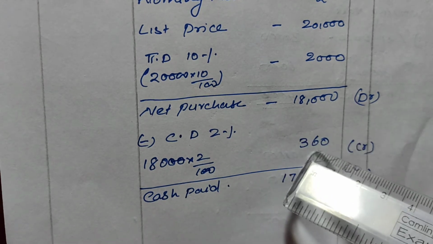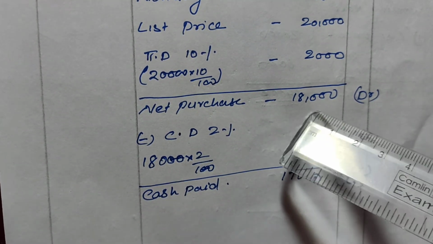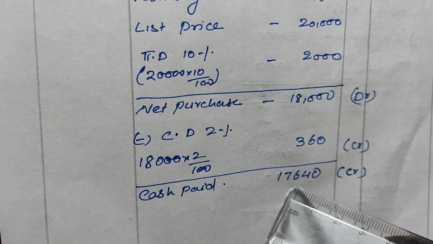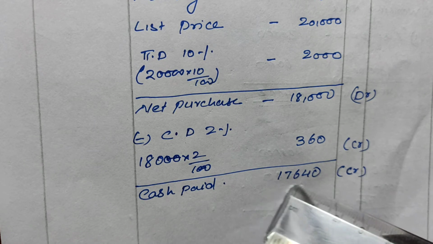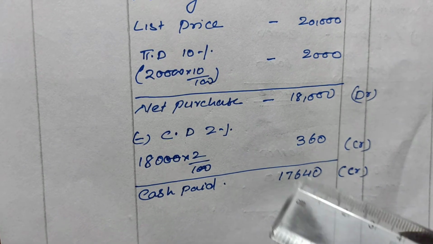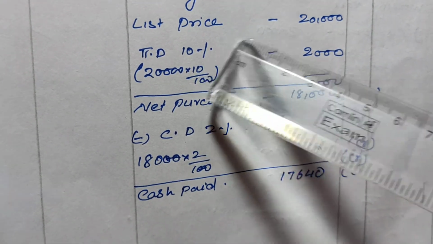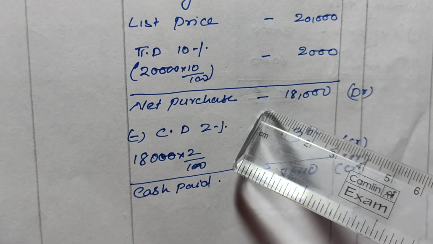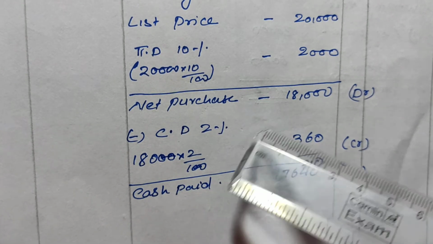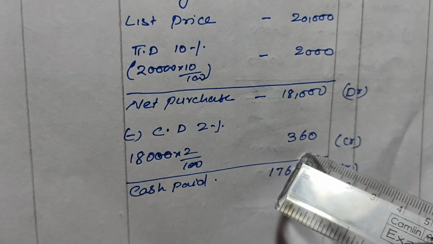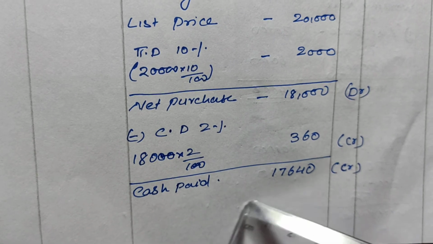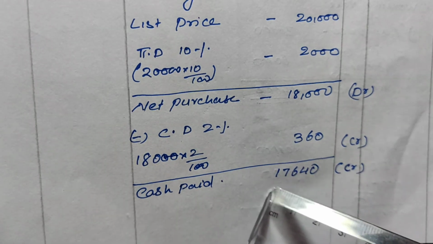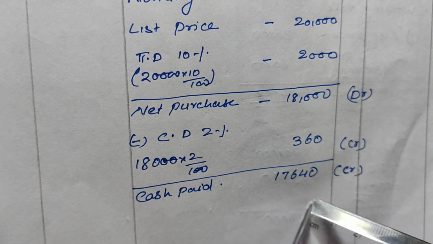This 360 will be deducted from 18,000, and we get the final cash which we have to pay, that is 17,640. So what are the steps? First we write the list price, then we deduct the trade discount. From this we get the net value, and then cash discount is calculated on net value and deducted, and finally we get the amount, the cash which is to be paid or received. If it is purchase it will be paid, and if it is sales it will be received.